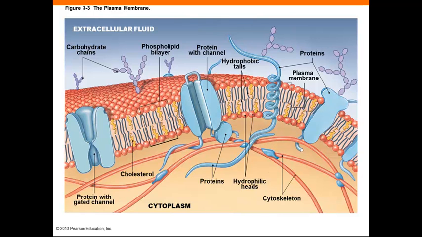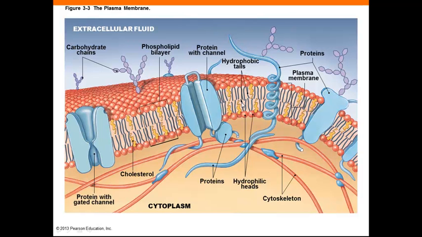Let's take a look at an artist's depiction of the plasma membrane. Note the membrane lipids, membrane proteins, and membrane carbohydrates that are present. Lipids are the major components here. The phospholipid has its hydrophilic head and its hydrophobic tails. Notice how the hydrophobic tails are facing each other.